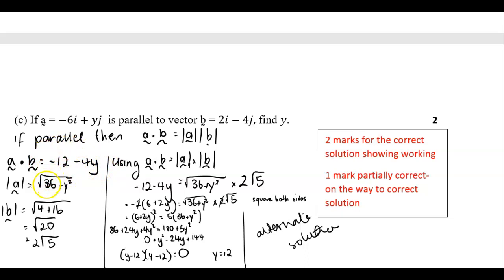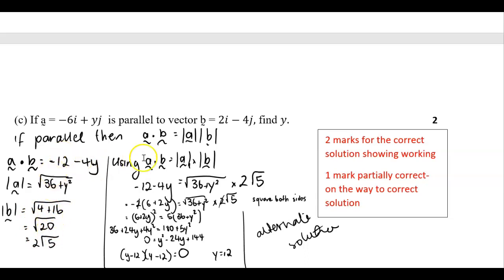The magnitude of vector A is the square root of each of the components squared together. So that would be minus 6 squared plus y squared. Hence the square root of 36 plus y squared. The magnitude of vector B, again like before, is the square root of each of the components squared and added together. So we get 4 plus 16. And that's written as root 20, or I'm going to write it as 2 root 5.